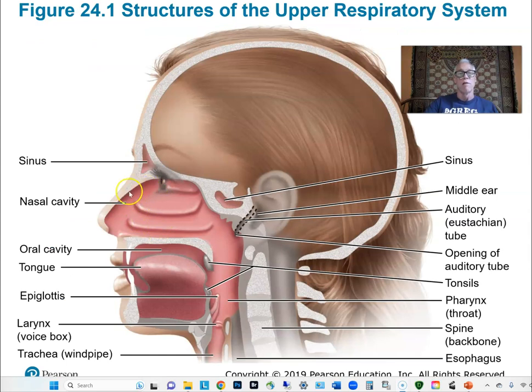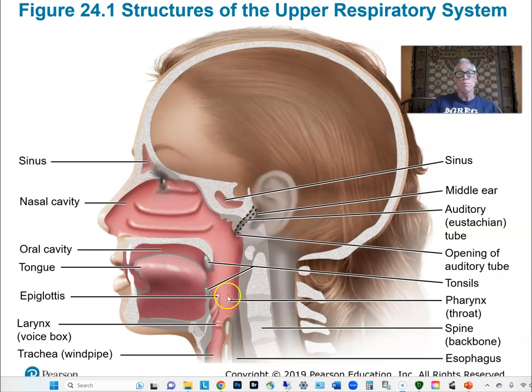Here's just a quick diagram. The nasal cavity. You can see these nasal turbinates or concha that give some extra surface area for humidifying and warming the air as it comes in, and also capturing any debris and microbes. And the air moves then into the pharynx.